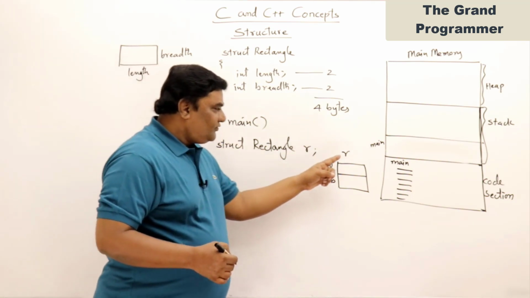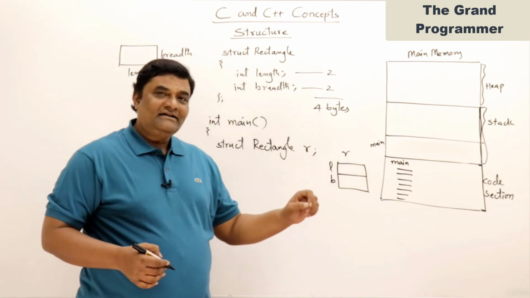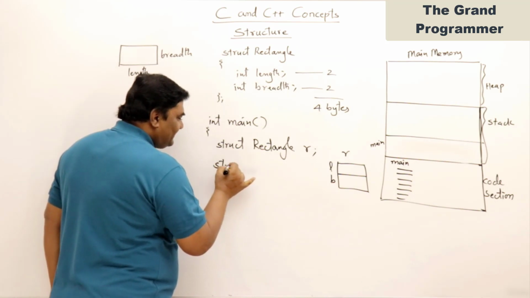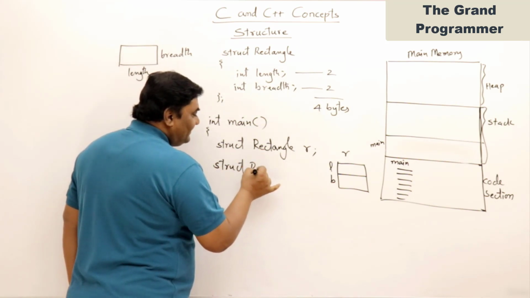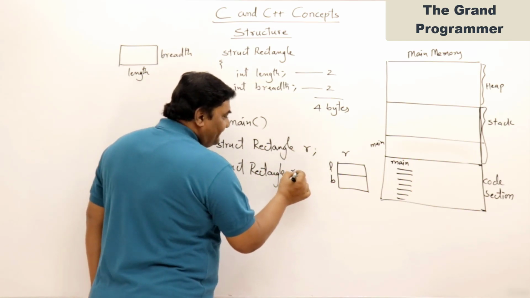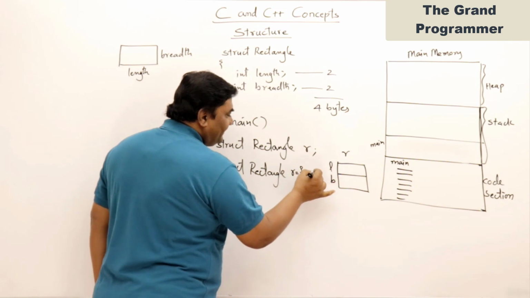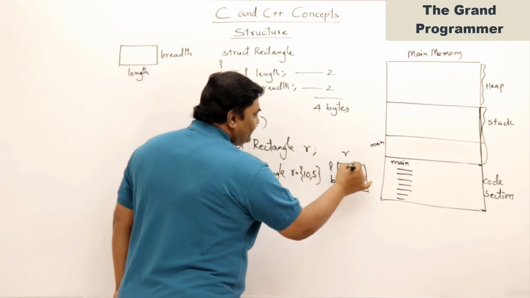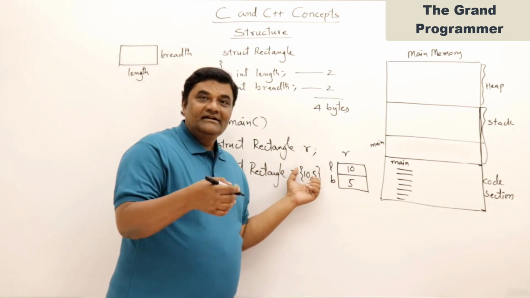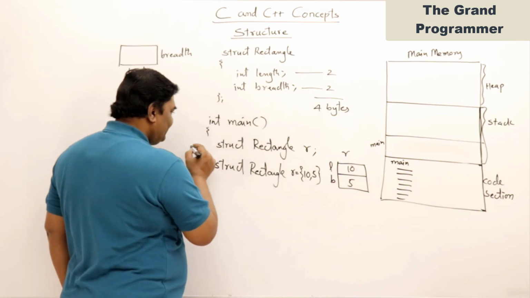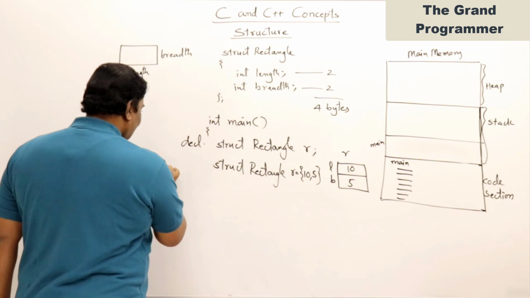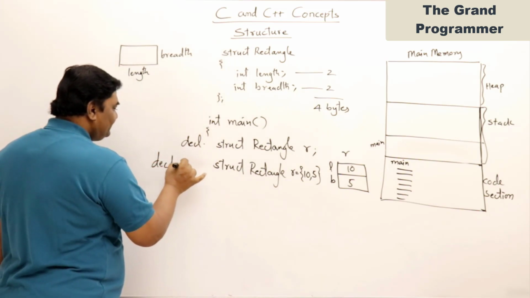Now, if I want to initialize it, I can declare and simultaneously initialize it. So let us say struct rectangle, I'll use the same name, R, with values. I can say 10, 5. So length is 10 and breadth is 5. So 10 and 5 will be filled in this one. This is how we can declare as well as initialize. This is just a declaration, right? And this is declaration plus initialization together.